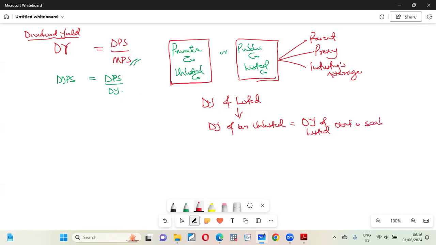scaled up. Please, the scaling up, it is subjective. You can do it yourself. What do I mean? So for example, if I find the DY of a listed company and it is 20%, I will scale it up, meaning that I can use any figure that is above 20%. So I can scale it up by 10% or whatever percent. Please, it is up to you. If the question wants a uniform answer, he will give you the percentage for scaling up.